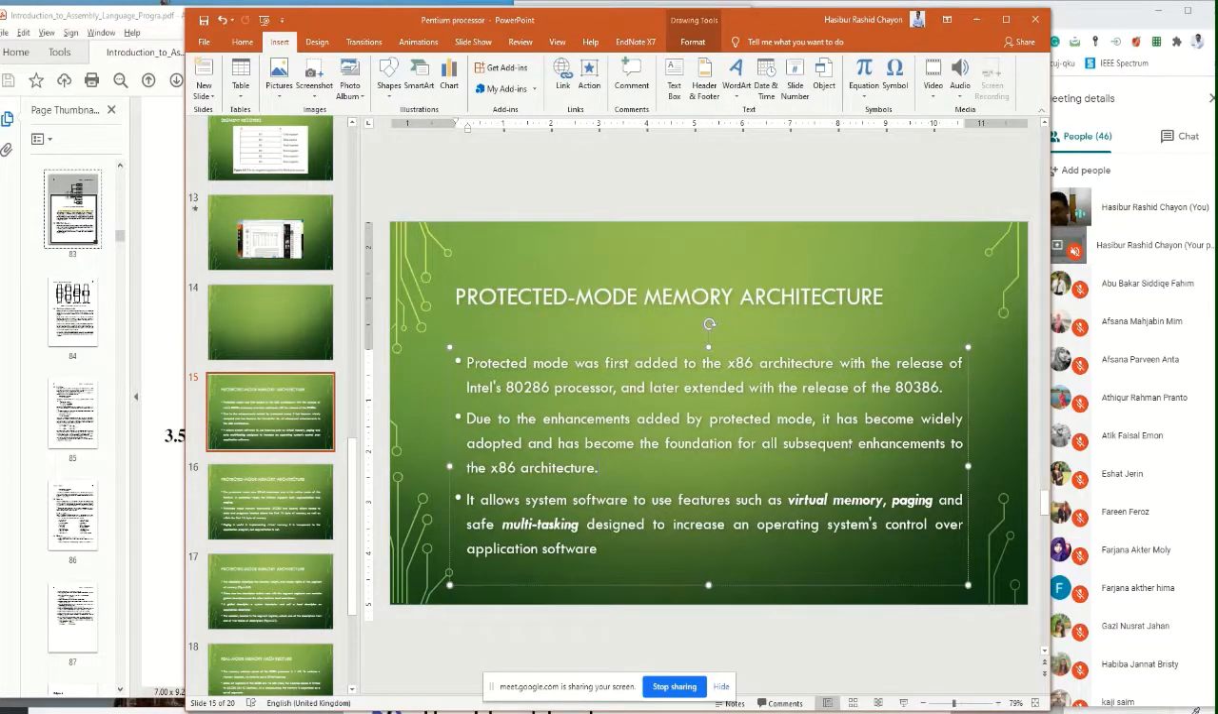Okay, and why is it more efficient and more popular? Because it actually added more tools, as I said: virtual memory, paging, and multitasking.